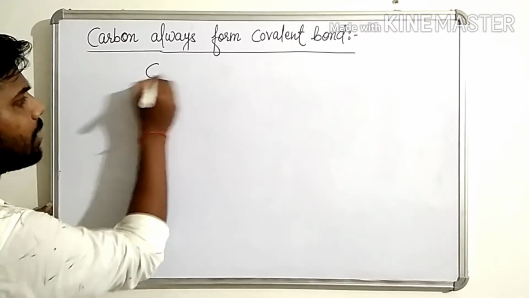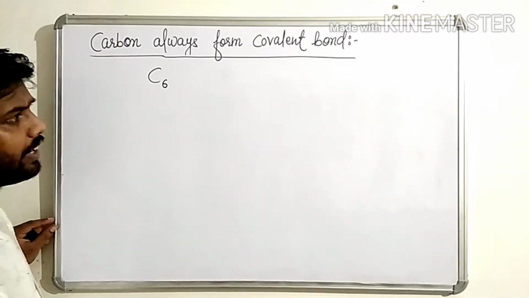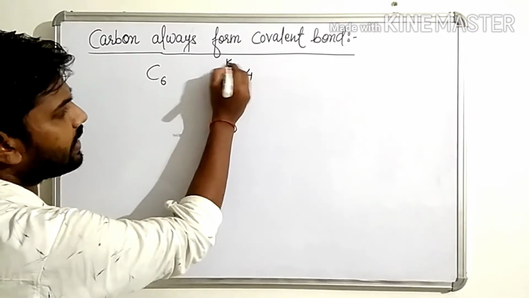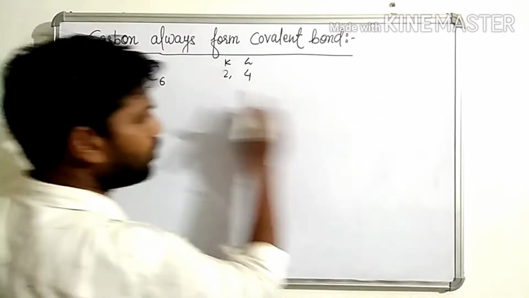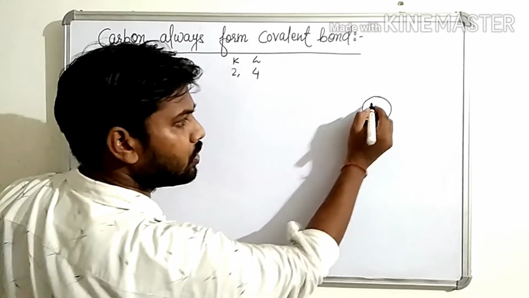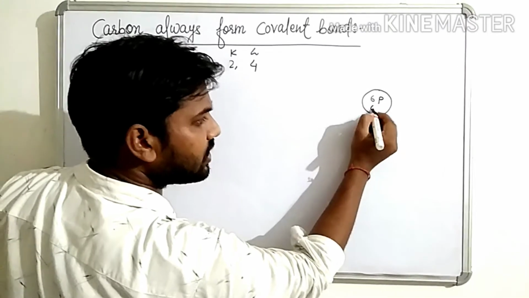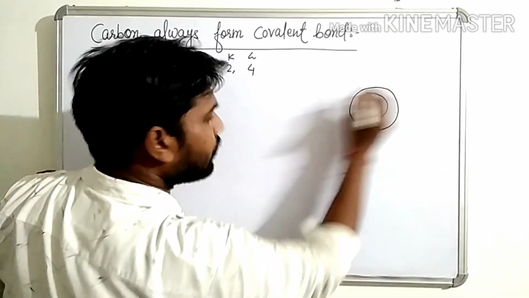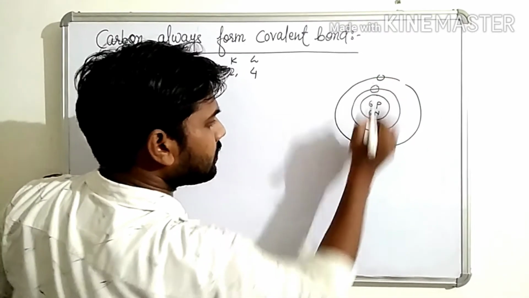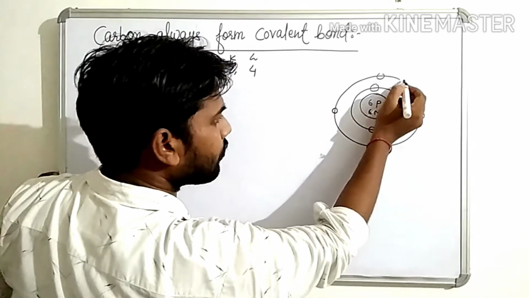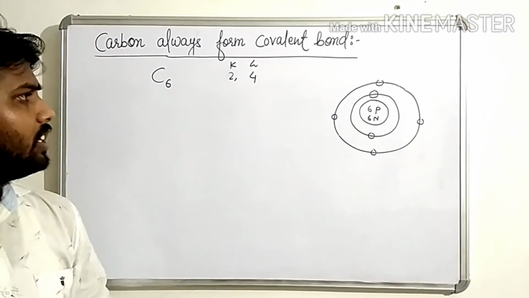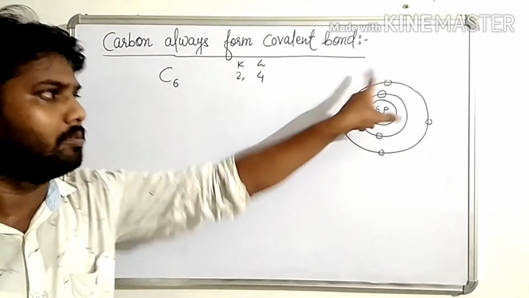The atomic number of carbon is 6 and the electronic configuration is 2 and 4, K shell, L shell. Now this is the nucleus children. The nucleus contains protons and neutrons. So in carbon there are 6 protons and 6 neutrons. Now the first shell contains 2 electrons and the last shell contains 4 electrons. Now children, it is clear that carbon contains 4 electrons in the last shell, means valence shell.